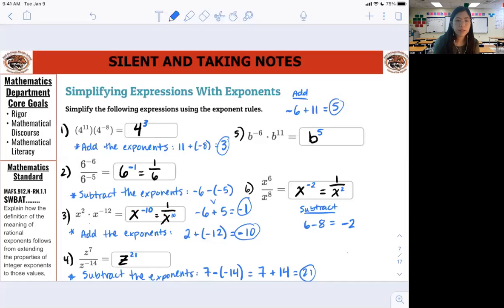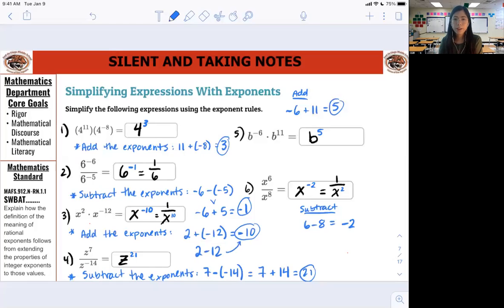Okay, I'm getting a request to do number 3 one more time. So let's look at number 3. In number 3, I was adding the exponents. Now I'm adding them. However, one of those exponents is negative, right? So I'm doing 2 plus negative 12. You can think of that as 2 minus 12. 2 minus 12 is negative 10.